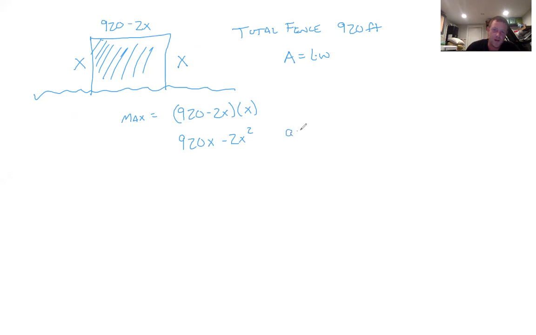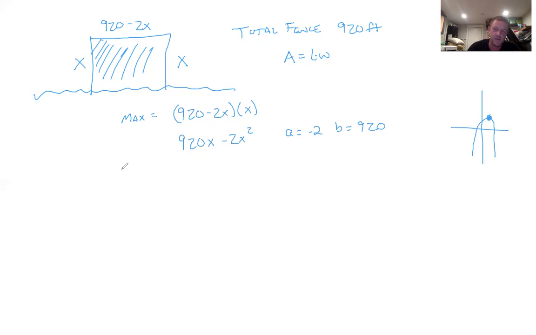So my a value is -2. My b value is 920. I don't need my c because my vertex is where the maximum is. Notice it's negative, so I know my graph looks something similar to this. There's going to be a maximum somewhere. Now where it's at, I don't know. So I'm going to find the vertex of it.